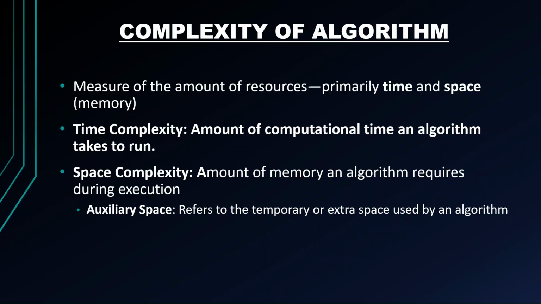For example, an array of size n requires O of n space. Auxiliary space refers to the temporary or extra space used by an algorithm, excluding the input data. For instance, sorting algorithms like merge sort use O of n auxiliary space, while quick sort uses O of 1, meaning constant.